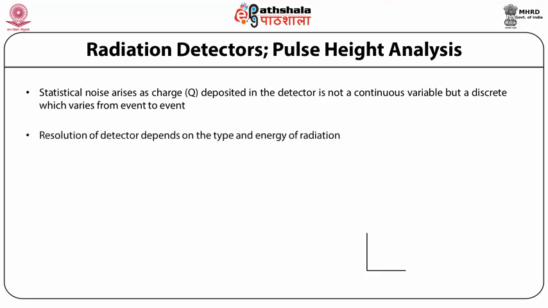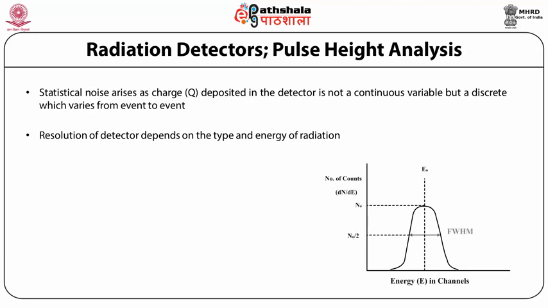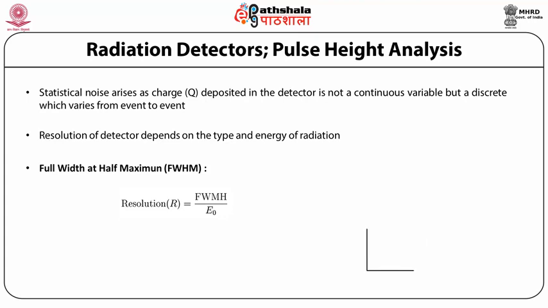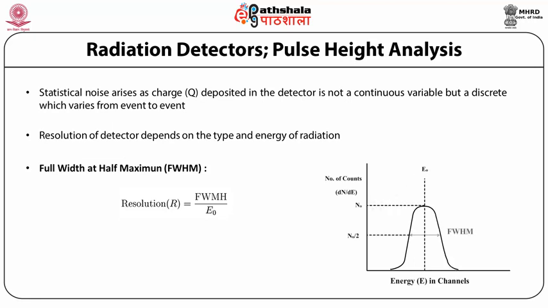Resolution of a detector depends on the type and energy of the radiation. Here, what we were discussing as FWHM is the full width at half maximum. This is the expanded form of FWHM. It is the width of the gamma energy peak corresponding to 50% of the maximum number of counts in the peak. So the resolution R is given as FWHM upon E0, where E0 is the centroid, or you can say E0 is the energy of the gamma radiation.